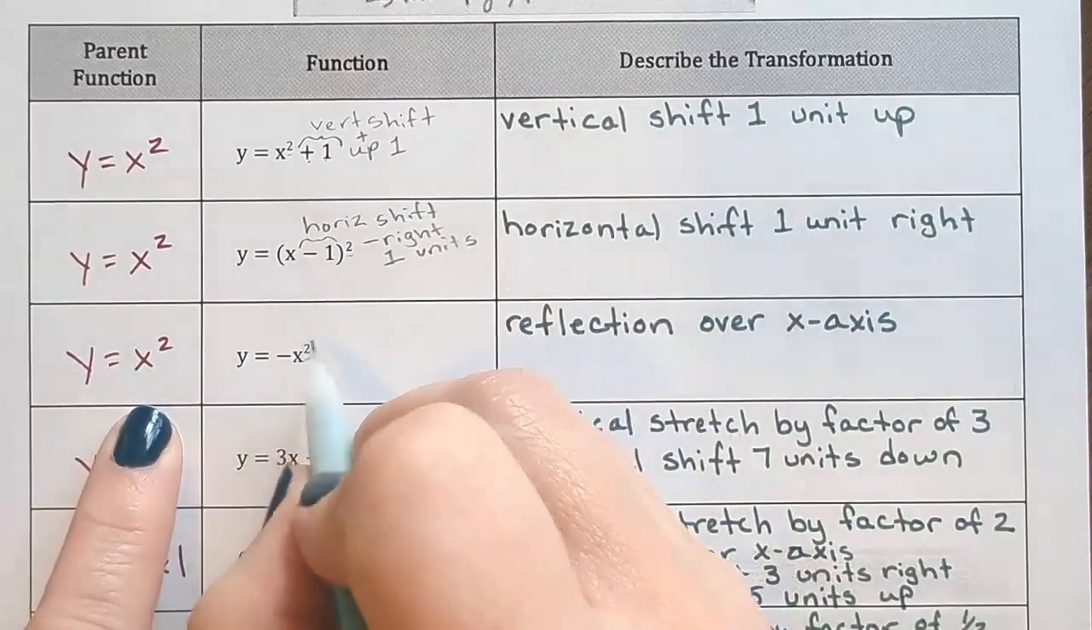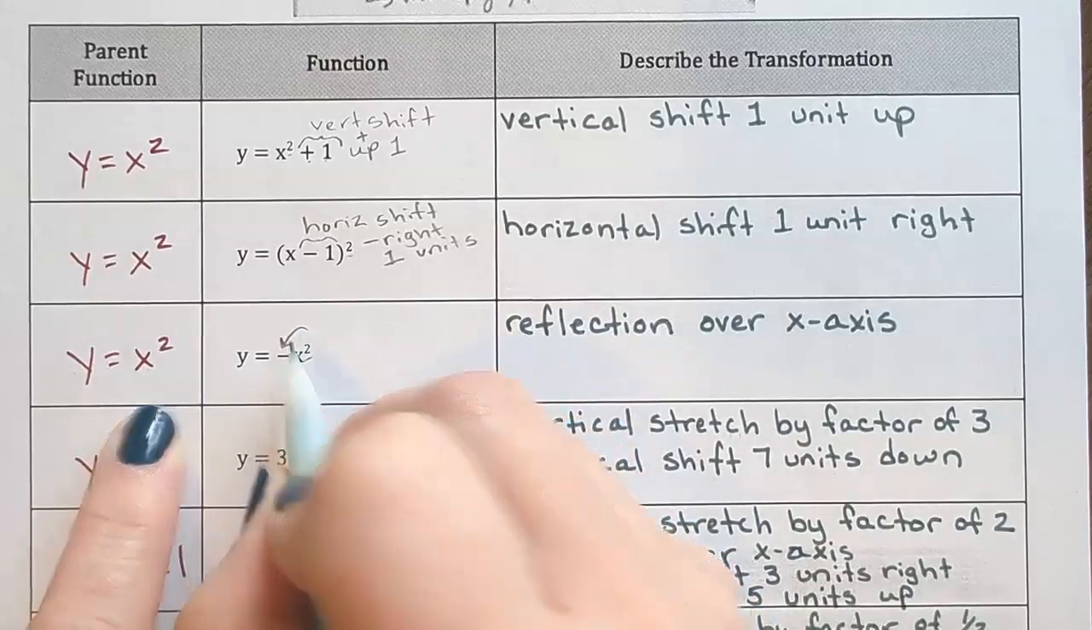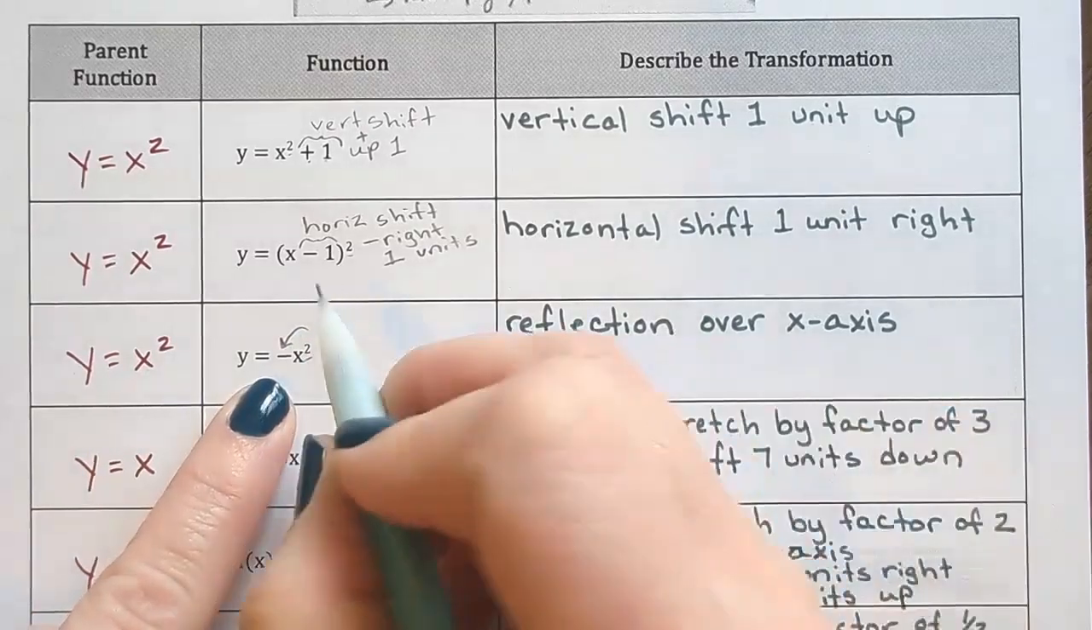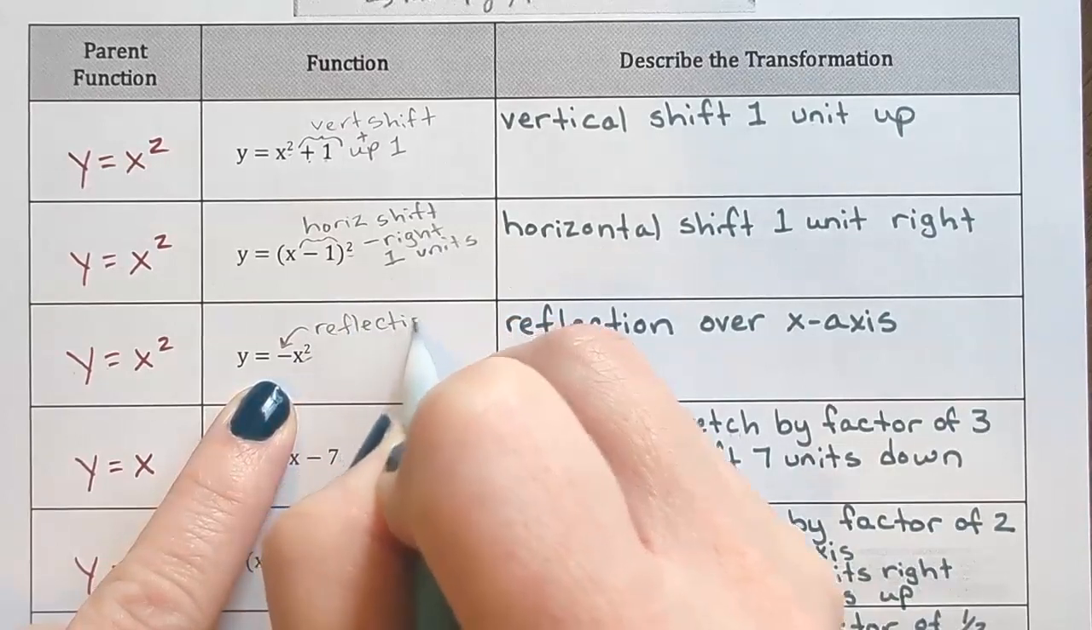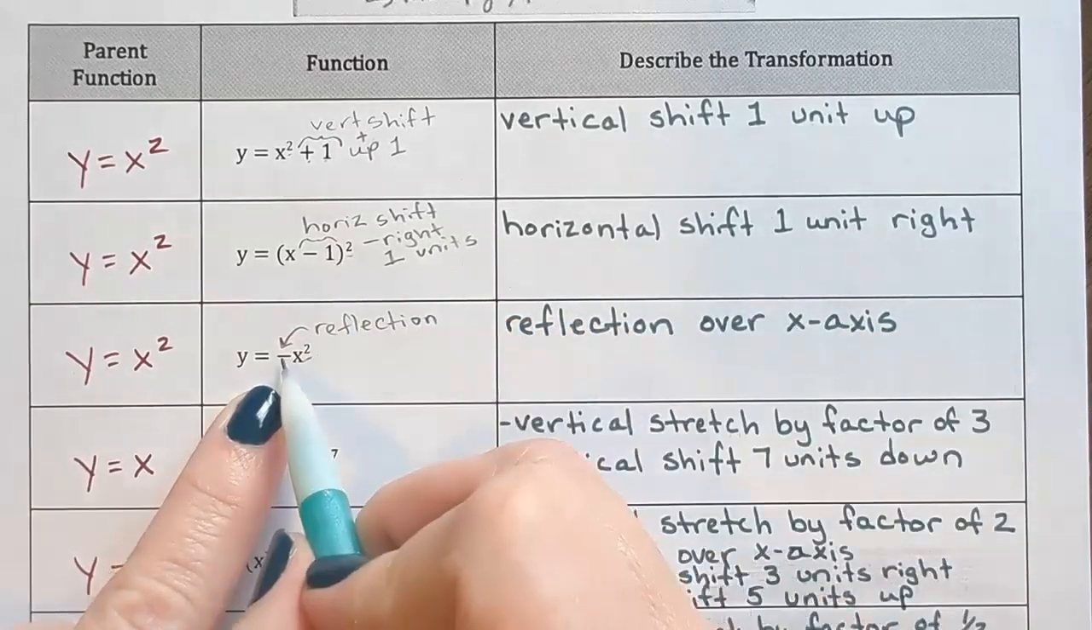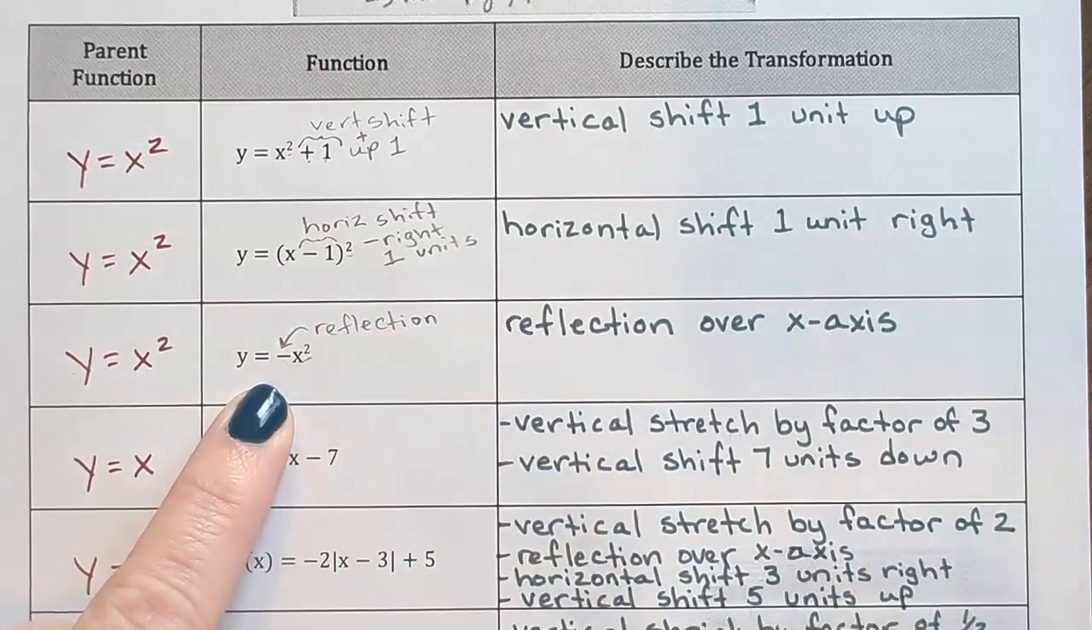All right, because this has the squared, that's how I know that the parent function is y equals x squared. So the only change here is this negative in front, and that means that we're having what's called a reflection over the x-axis. Anytime you see a negative in front of your x squared.